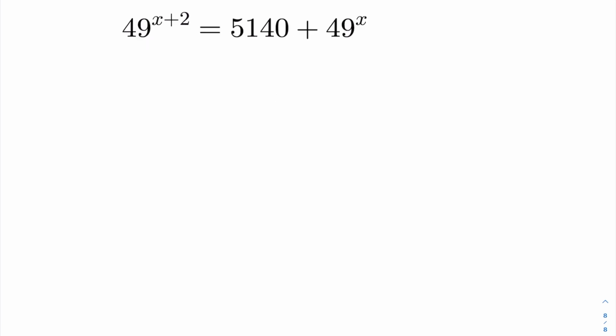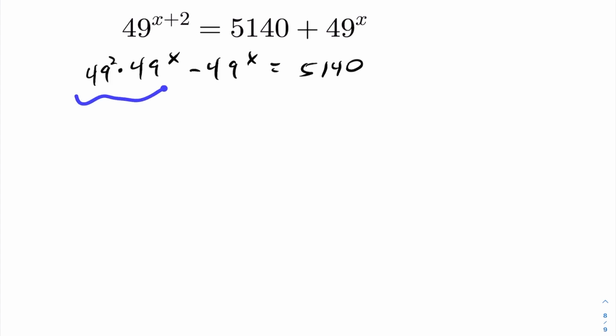In the next example here, we're solving an exponential equation. So you'll see here I have an x plus 2 as an exponent and an x over here as an exponent. Ideally, you'd like to get the 49 to the power of x together. Making the first observation, we have the following. And you'll notice here what I did was, using my exponential rules, I rewrote 49 to the power of x plus 2 as 49 to the x times 49 to the power of 2.